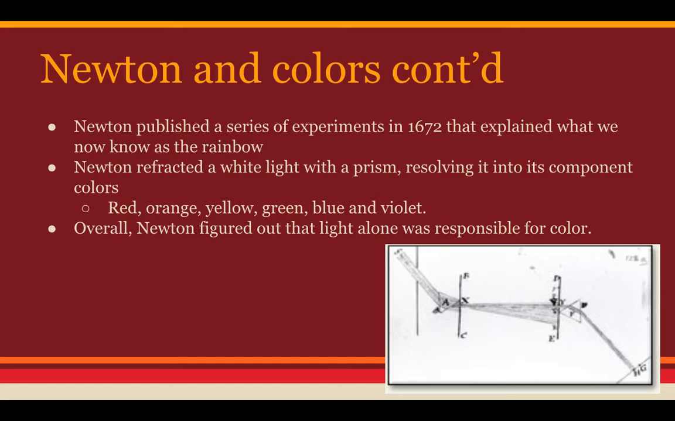Newton published a series of experiments in 1672 that explained what we now know as the rainbow. Newton refracted a white light with a prism, resolving it into its component colors: red, orange, yellow, blue, green, and violet. Overall, Newton figured out that light alone was responsible for color.